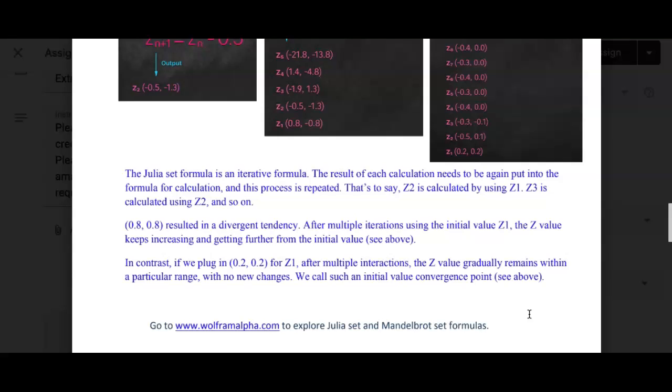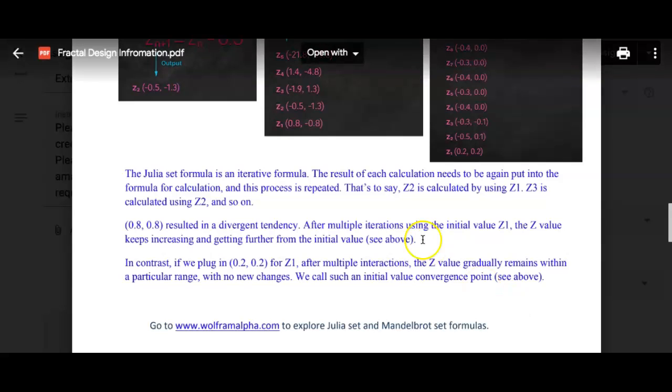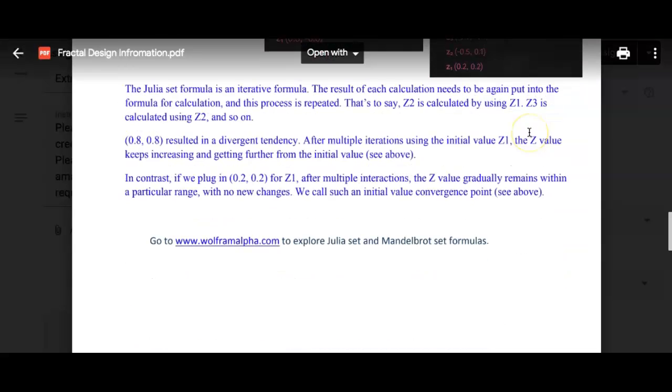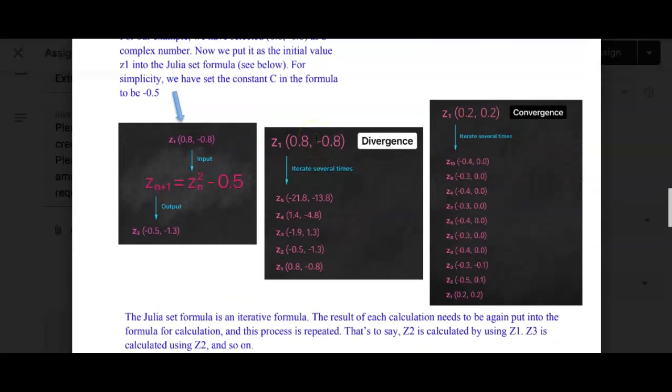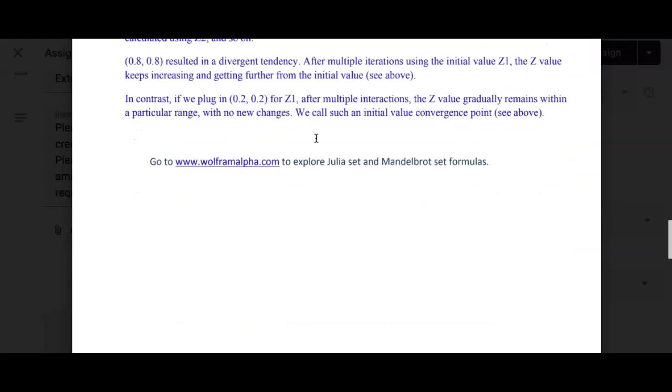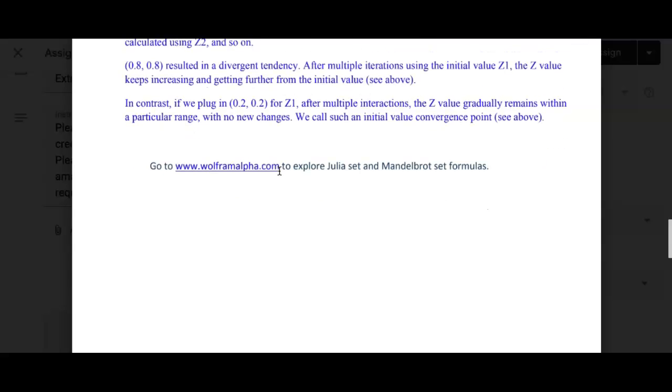So the convergent tendency is here. And the divergent tendency just means the formula is veering further and further from where we want it to go. You can explore more here on wolframalpha.com.